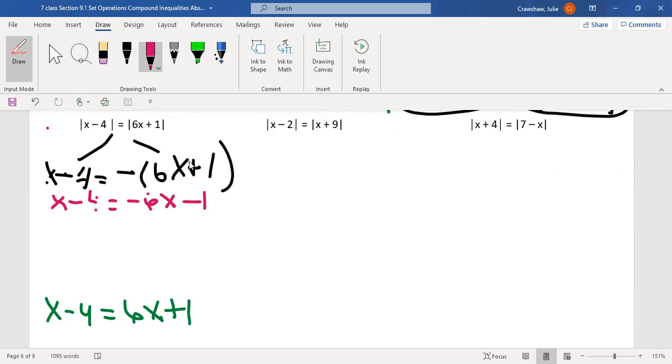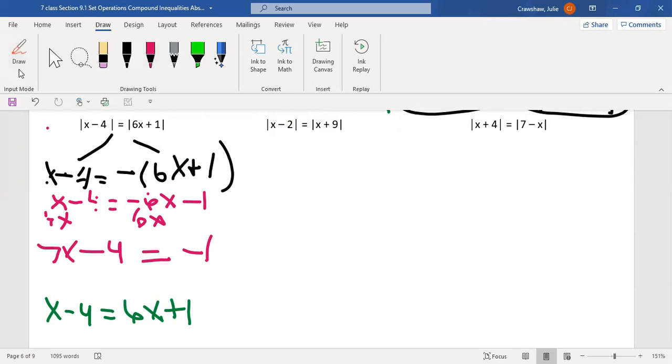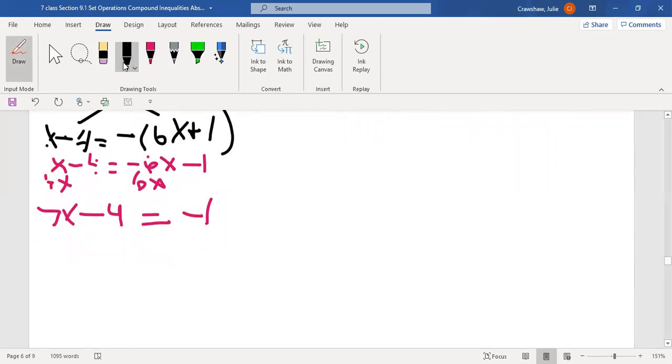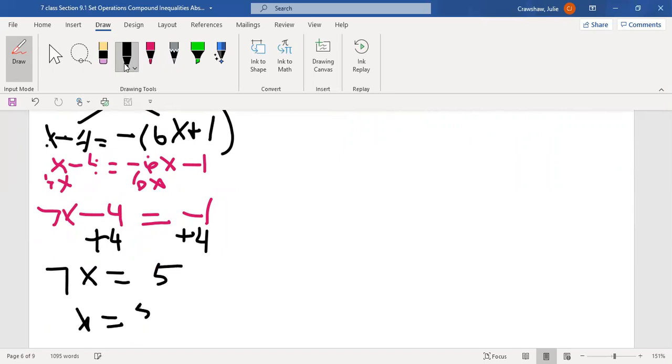Now, in order to solve this equation, all the x's have to be on one side and all the constants have to be on the other side. So I'm going to add 6x to both sides. And I'm going to get 7x minus 4 equals negative 1. Now I have to add my 4 to both sides, and I get 7x equals 5. And then I'm going to divide by 7, so I get x equals 5/7. So that's one answer.